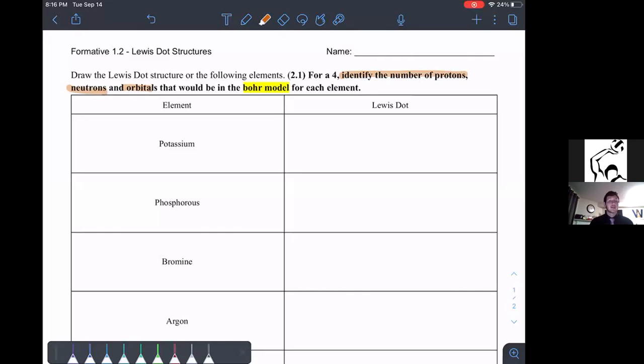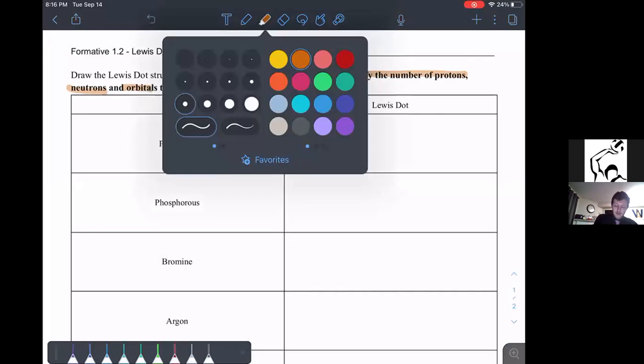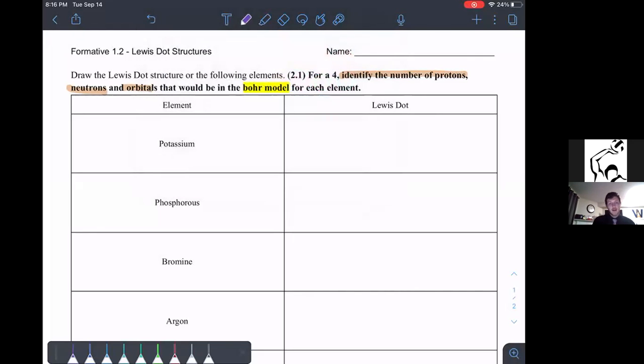If you did, awesome. So we don't actually need to draw any Bohr models, which are the ones with our nucleus and then our electrons in the rings around our nucleus. Instead, we are going to draw the Lewis dot structures and only the Lewis dot structures. So we have to first find the element symbols for each of our elements.